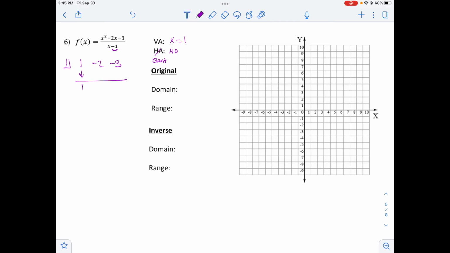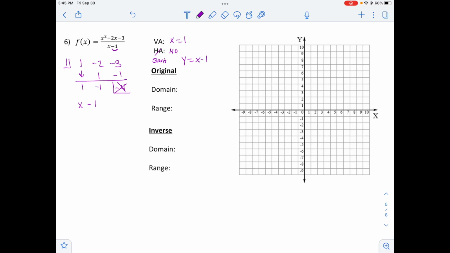Follow your synthetic division, and you end up with 1, -1, -4. The last piece would be our remainder. We ignore our remainder. It's not important. So we start off with x squared, so we know this is going to be x, and then minus 1. That is actually our slant asymptote. So we write that as y equals x minus 1.